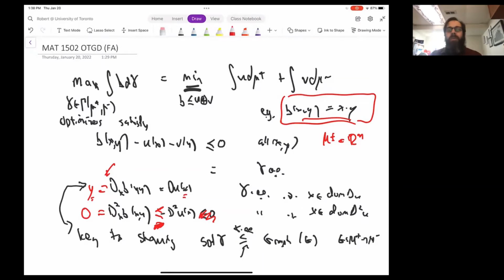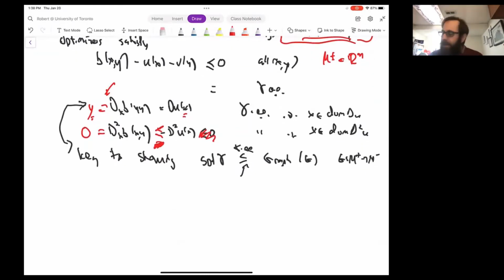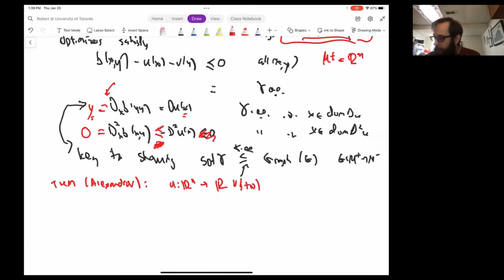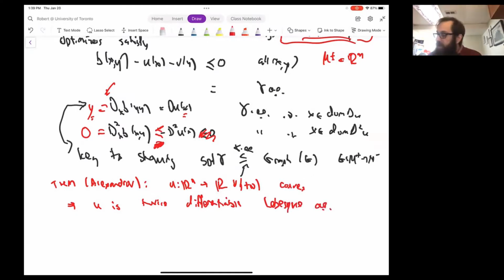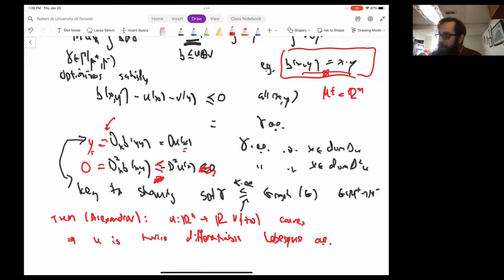And the wonderful thing about convex functions is that convex functions are in fact twice differentiable almost everywhere. So this is a theorem of Alexandrov. We can allow plus infinity as a value if we like. And so at least for this particular choice of cost, we're in good shape with respect to the existence of these two derivatives, at least.